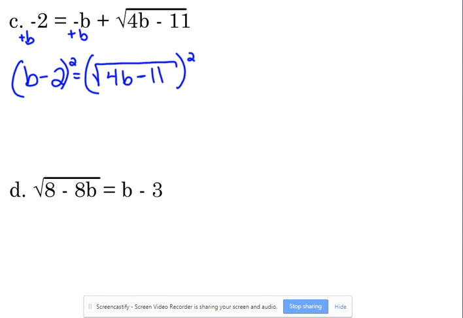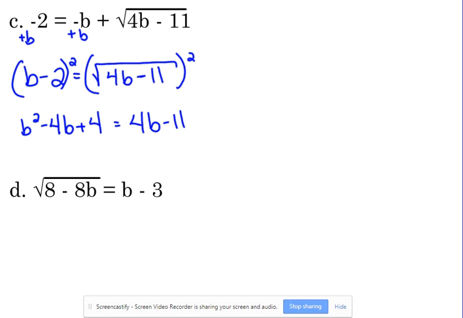But we've got to be careful with this. The left side is not b squared minus 4. Okay? We've got to FOIL that out. It's b minus 2 times b minus 2, which is b squared minus 4b plus 4 when we FOIL that out. And that's equal to 4b minus 11.